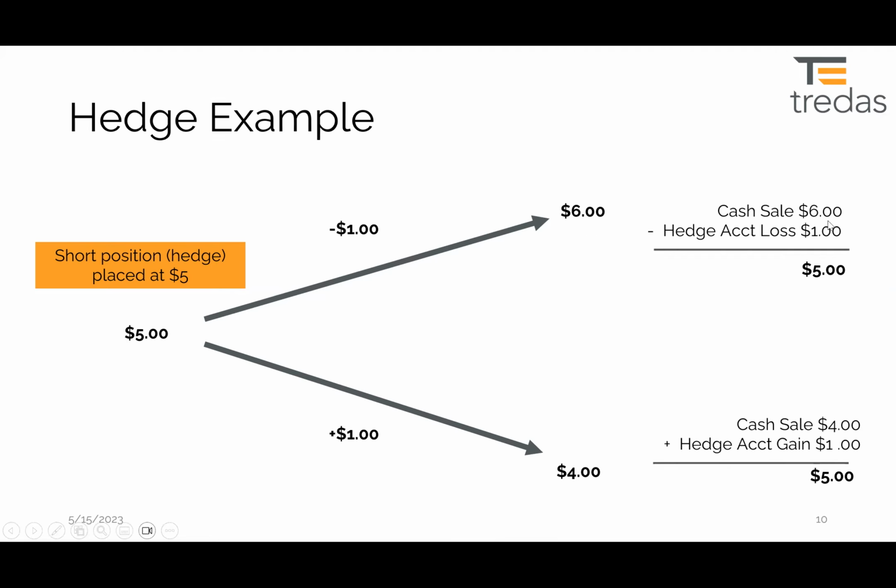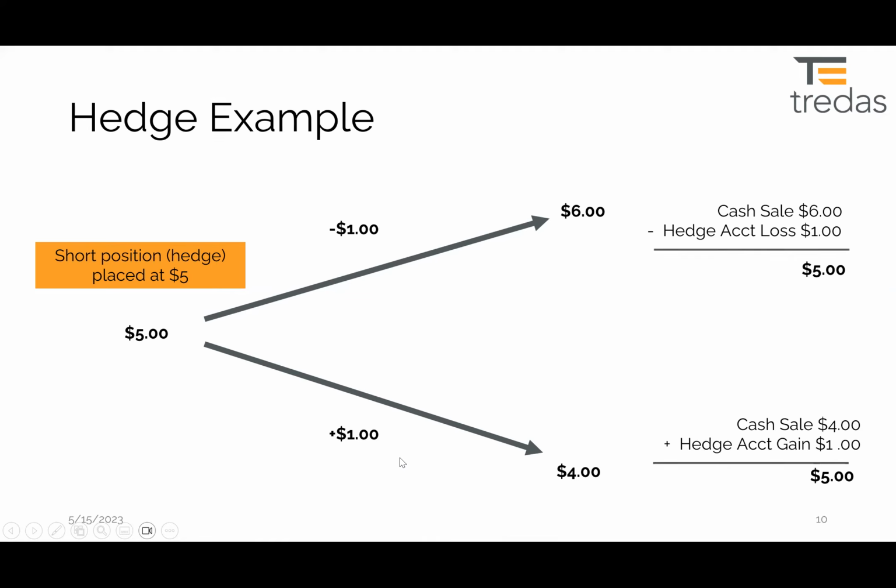We can go cash sell that corn at $6. We have a $1 hedge loss. That's going to get us back to $5 net, which is exactly where we started at. The $5 is the short position we put on, and we ended up with $5 cash. We made a cash sale at a $6 market, took the $1 hedge loss off, and got to 5.